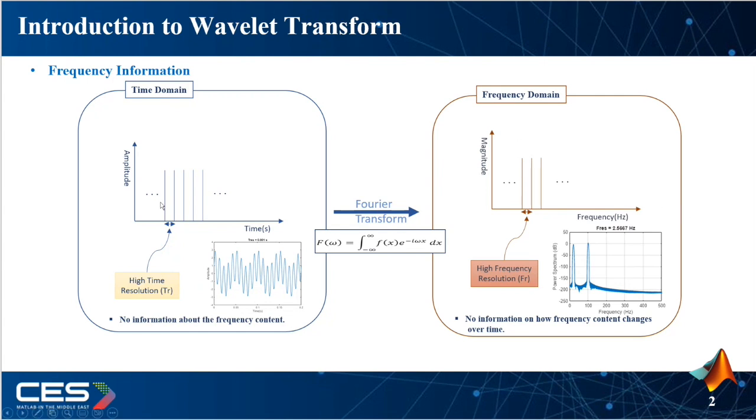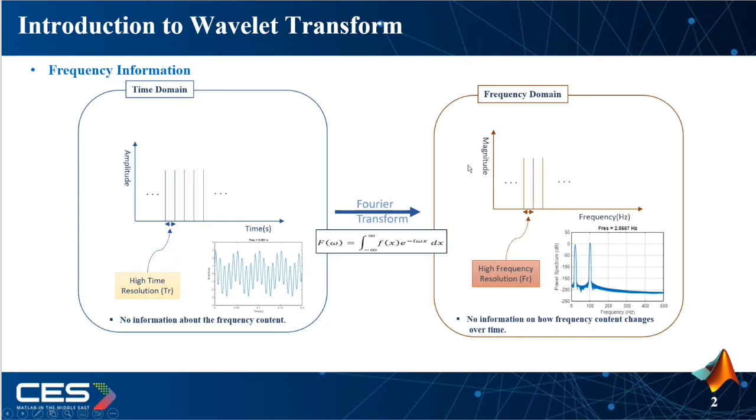It looks like the time domain representation, but here we have the frequency on the x-axis. What we have now is a very high frequency resolution, but we have zero information about time. And we want to extract both pieces of information from the data. I want both the time information and the frequency information from the signal.